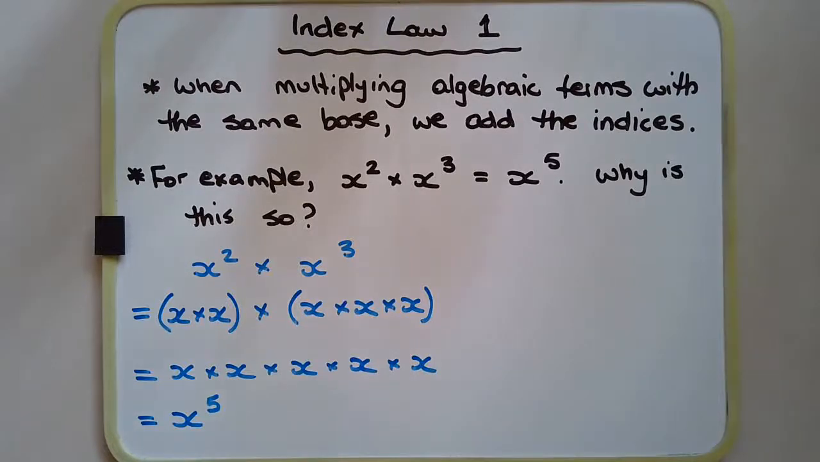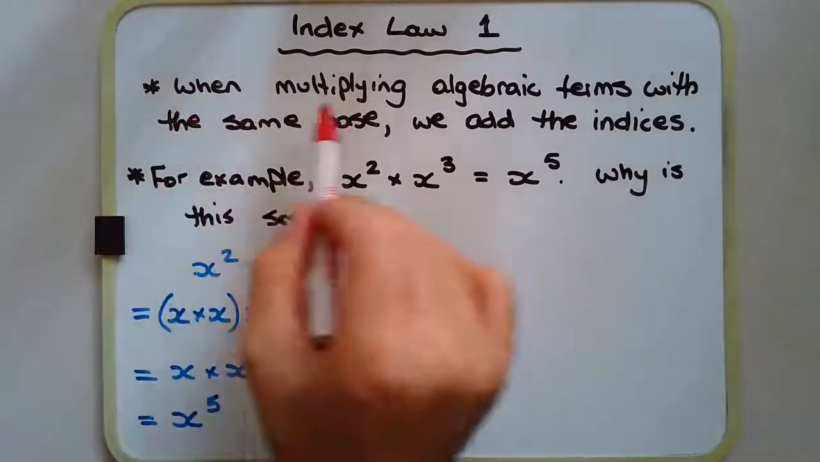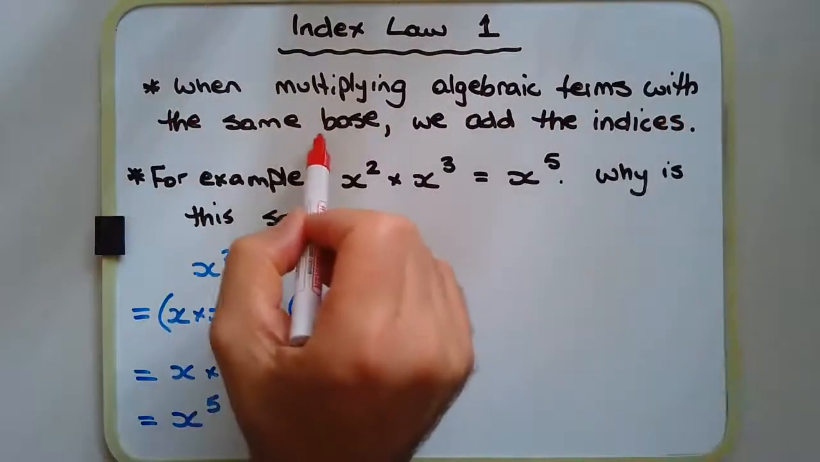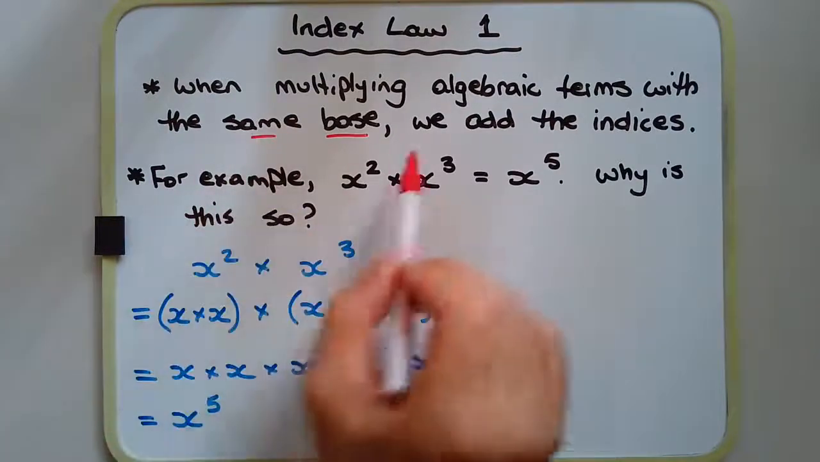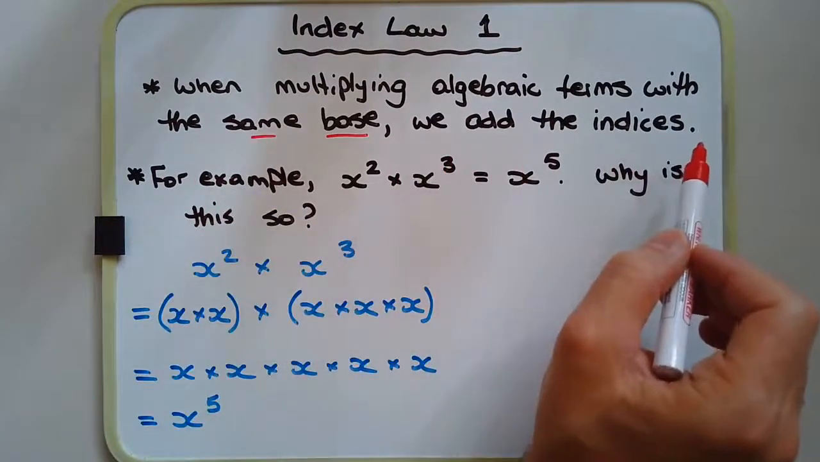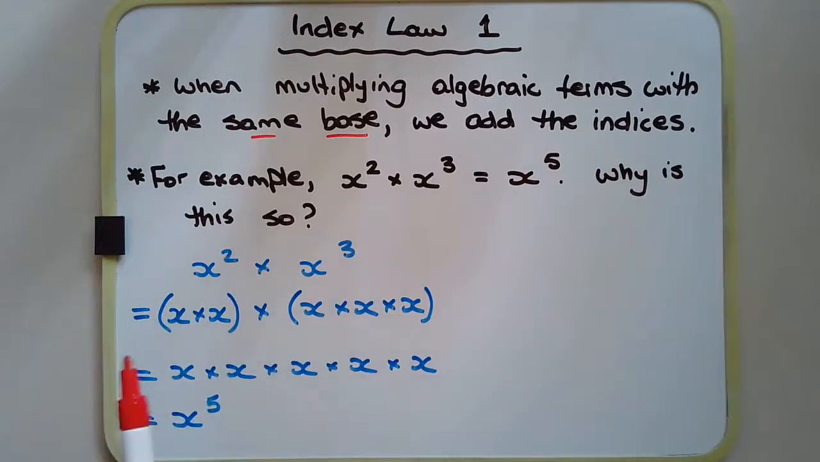This is the first of the index laws. This is the index law that states when multiplying algebraic terms with the same base, that's very important, it must be the same base, we add the indices. So first of all, what do we mean by the base?